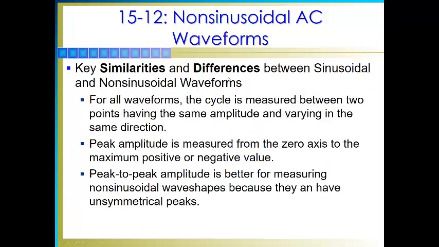Here are some similarities and differences. For all waveforms, the cycle is measured the same way, like I just explained on the previous slide. The peak amplitude is also measured from the zero axis to the maximum positive or the maximum negative value, just like the sine wave. The peak-to-peak value is measured the same way. You go from the maximum positive all the way down to the maximum negative, and the difference between the two is the peak-to-peak. This holds for all sinusoidal or non-sinusoidal waveforms.